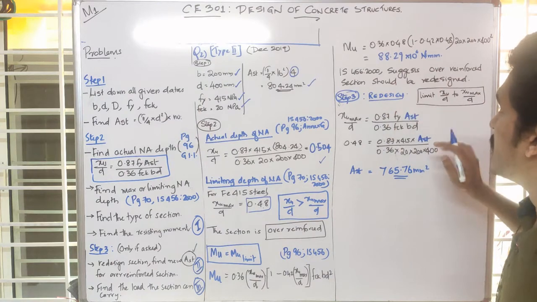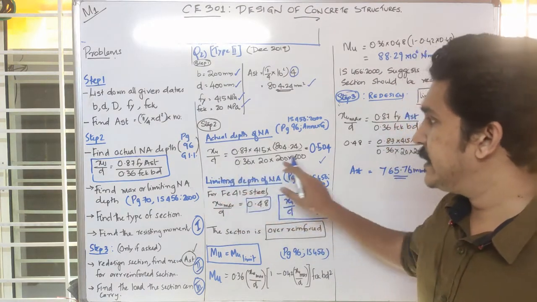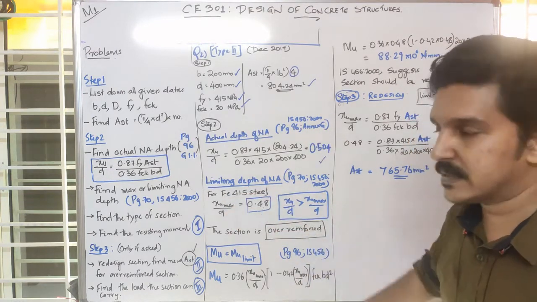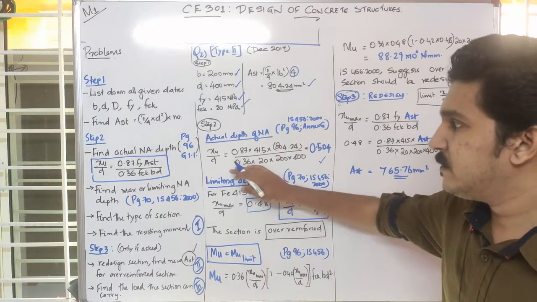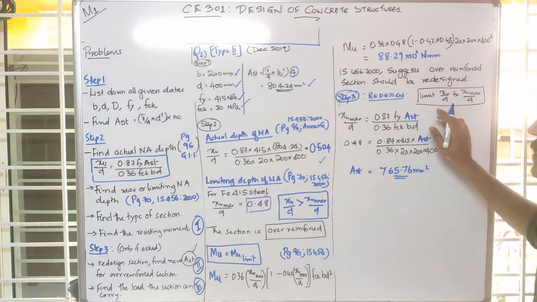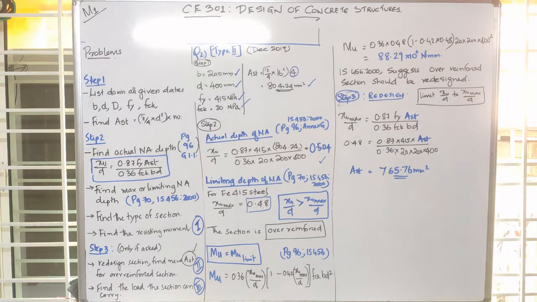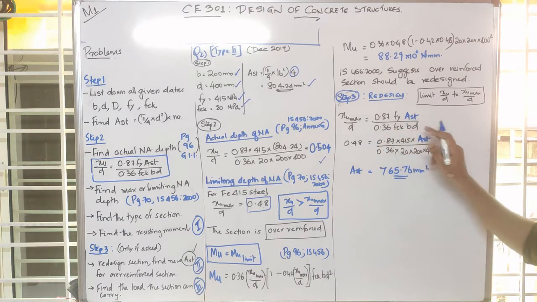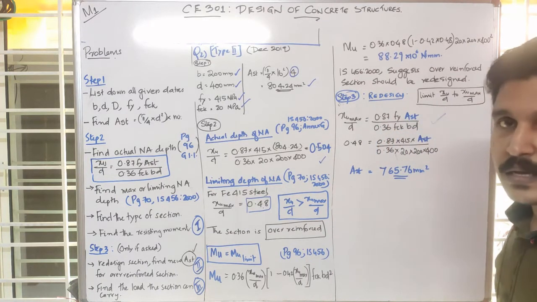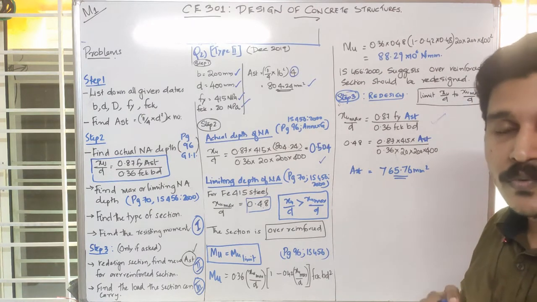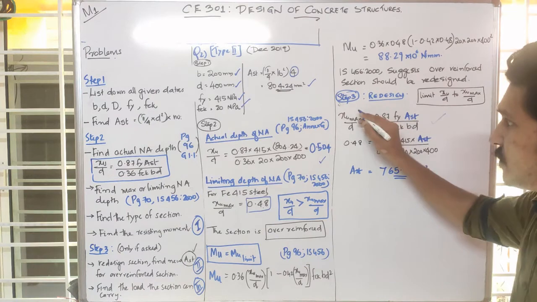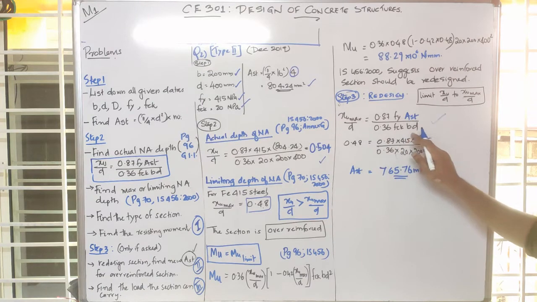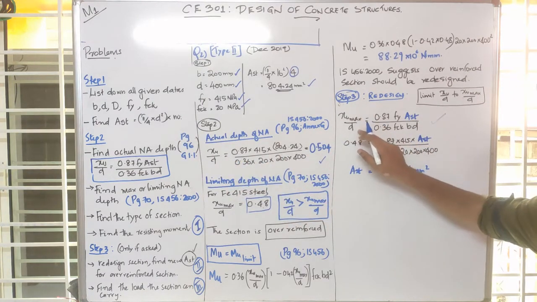For the redesign part, since xu by d is greater than xu max by d, we limit the xu value to xu max. That's the maximum value it can take, 0.48. We use the equation given on page number 96, Mu equals 0.87 fy Ast d times one minus Ast fy by fck bd. Over here xu max by d we know the value, 0.48, and we can substitute directly. Instead of xu by d, we are using xu max by d. That's the difference in this step.